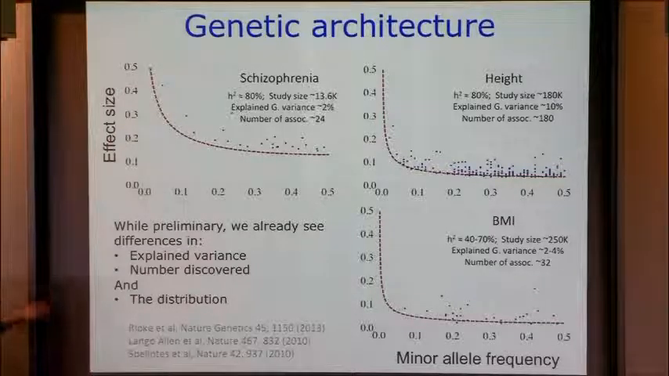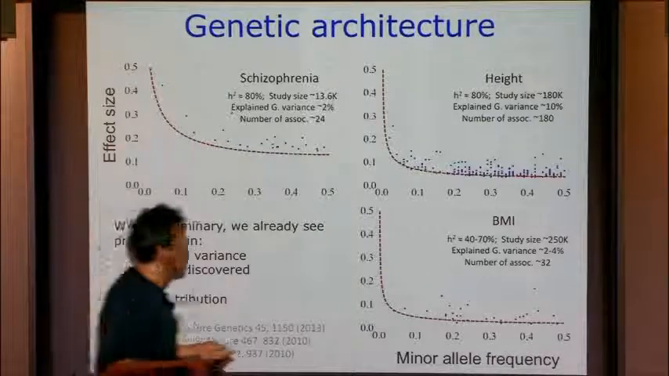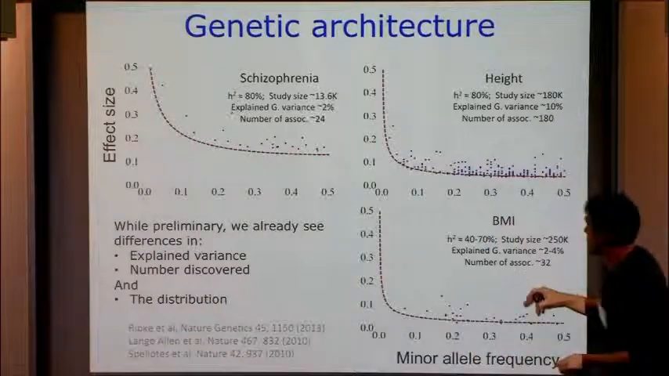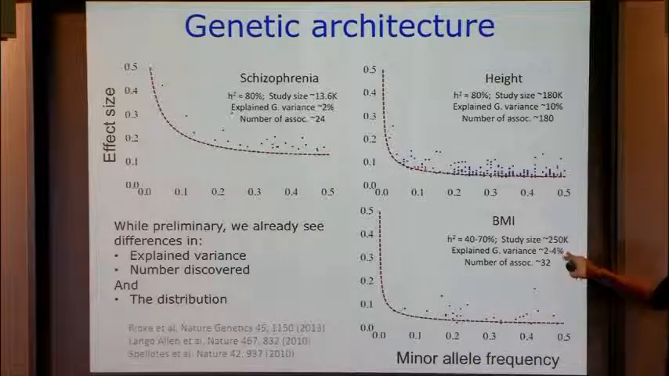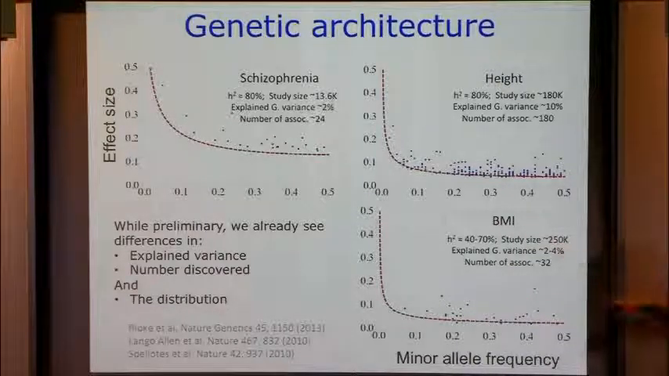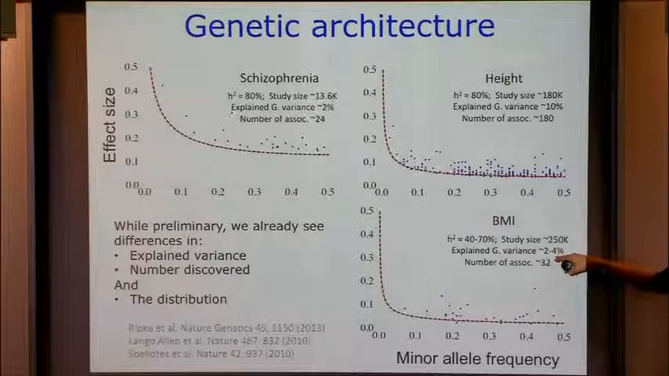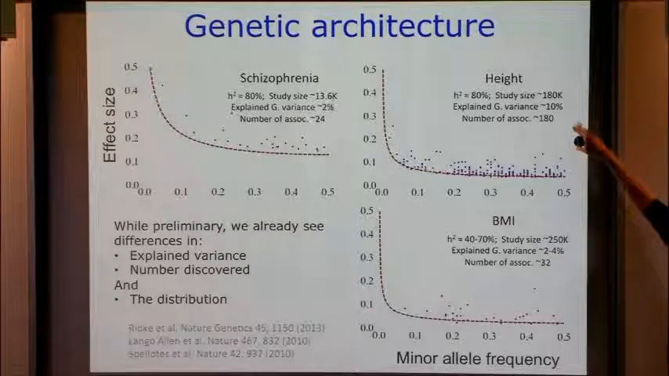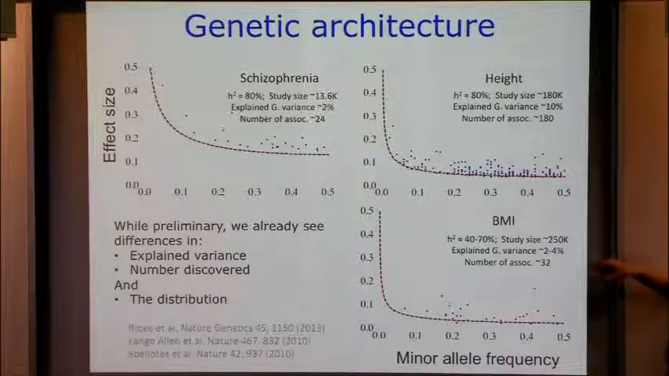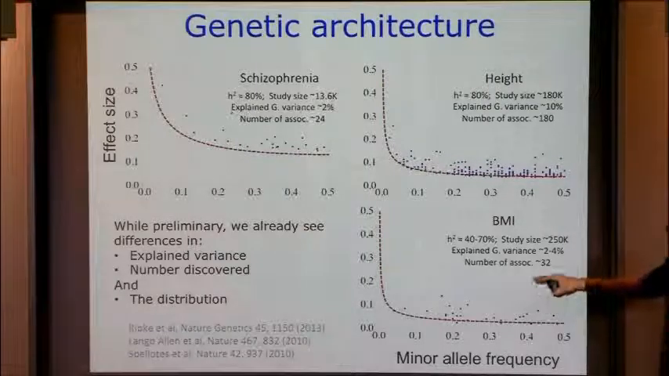And when you look at these plots, you could already begin to see some differences. So for example, if you compare height and BMI, and I note here that BMI is actually a larger study, at least in terms of the sample size, then you see that much less heritability was explained in BMI as compared to height, and there are much fewer variants.